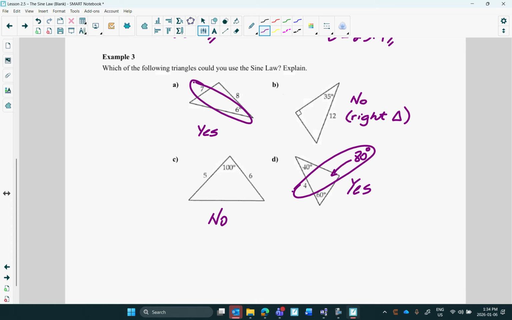Isn't that 90 degrees? 40 plus 60 is 100, and then 180 minus 100. That's okay, sometimes it does look like that. Okay, good.